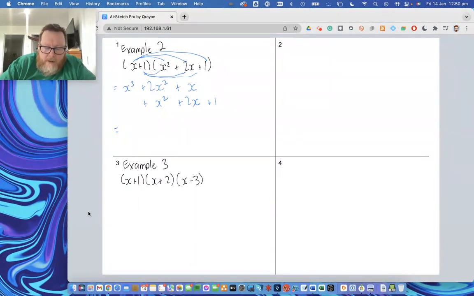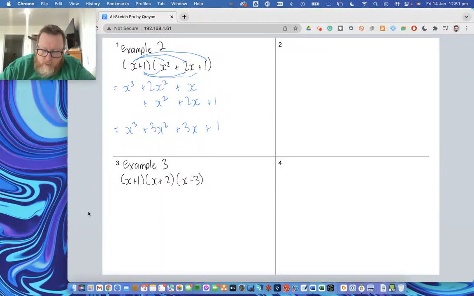So I end up with this nice easy column add. I'm looking down the columns here to collect my like terms. So I've got x cubed, 2 plus 1 is 3x squared, x plus 2x is 3x, and the plus 1 is my final answer there. See how neat that is?